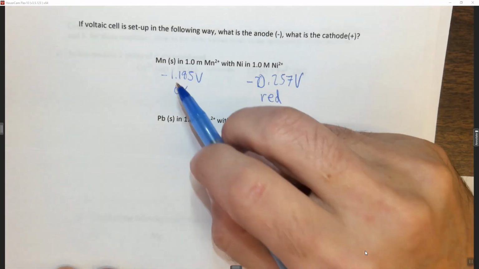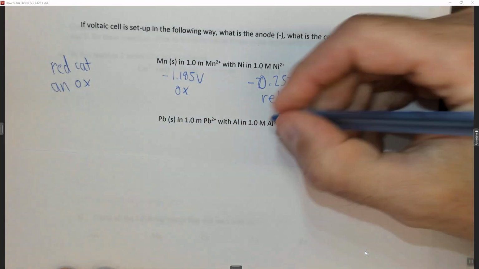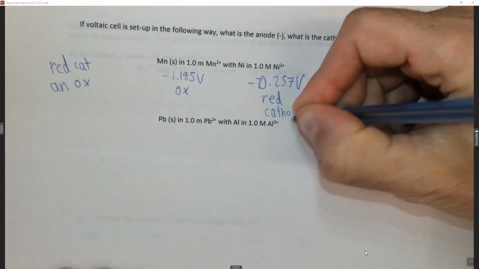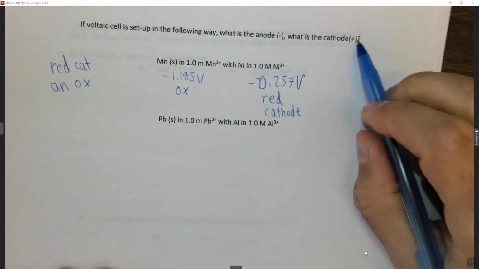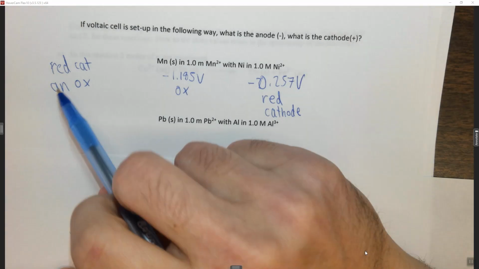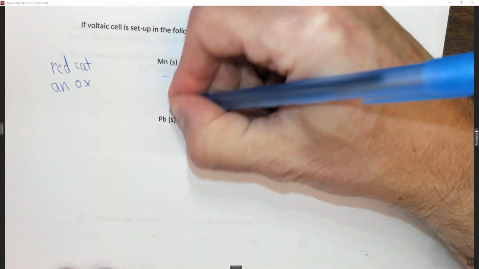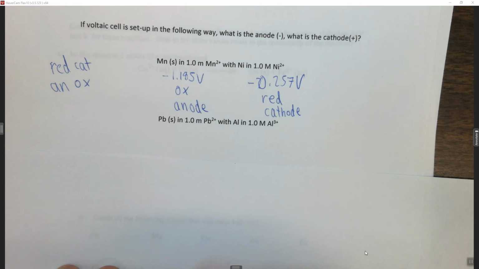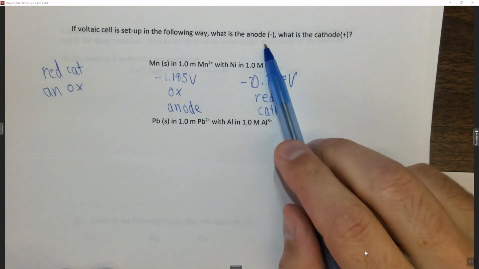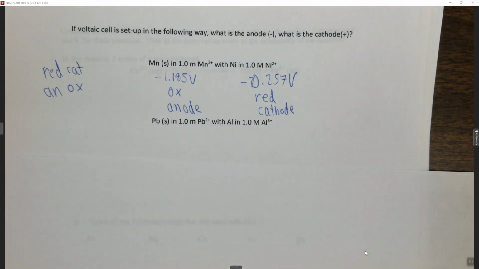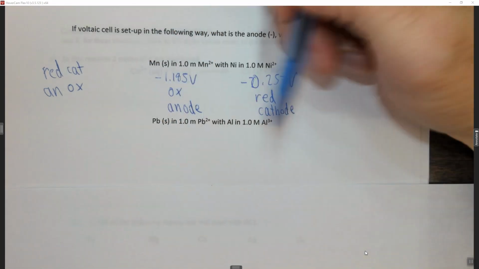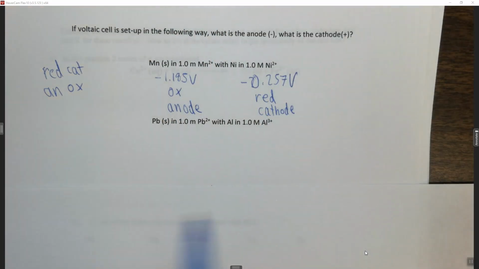At oxidation, okay, so it's red cat and ox, okay? Reduction is occurring at the cathode because it's taking in the electrons, so it's thought of as positive. And oxidation is occurring at the anode, so it's releasing the electrons and is thought of as negative because electrons are negative. All right, Pb in Pb2+ with aluminum in Al3+.